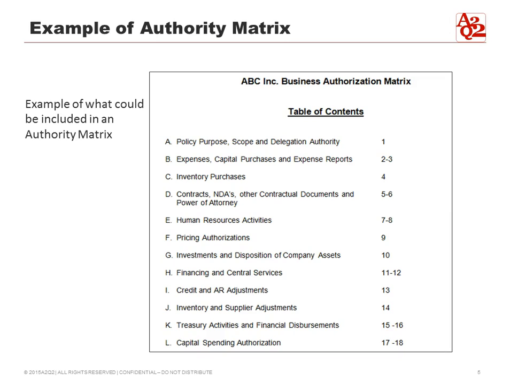You also see here credits and AR adjustments. So how much credit do we extend to customers and who needs to approve it when the credit limits have been exceeded, or when can we issue credit memos and when can we do AR adjustments and write-offs, having that clearly outlined. Also having one for inventory and suppliers.